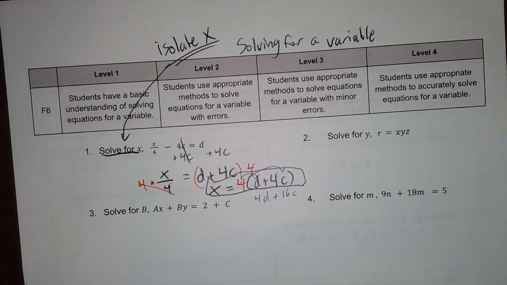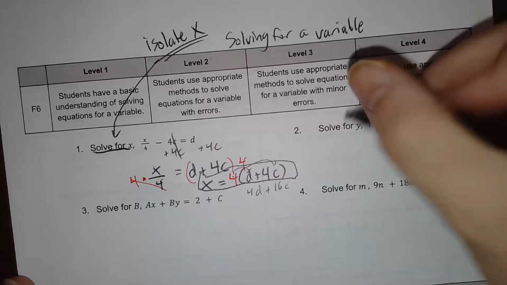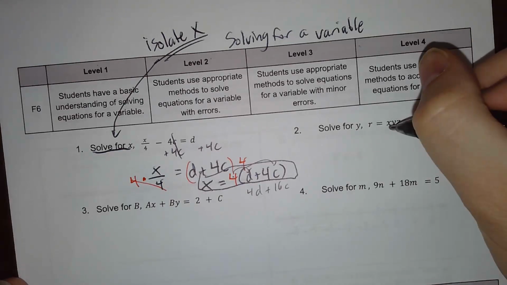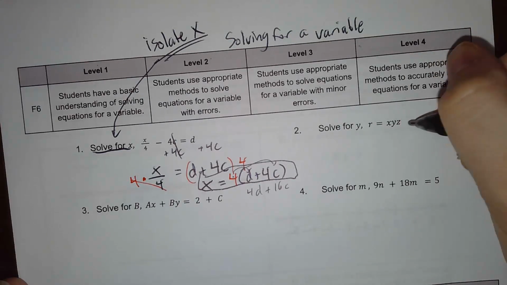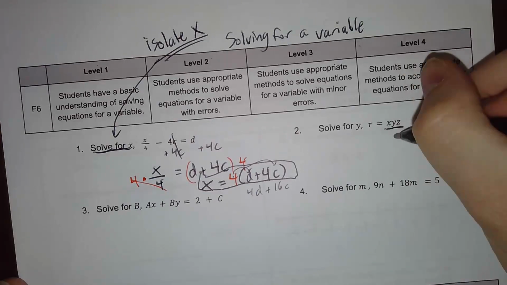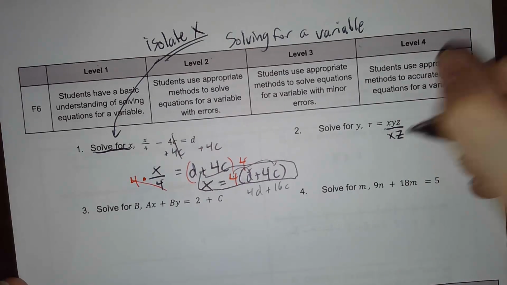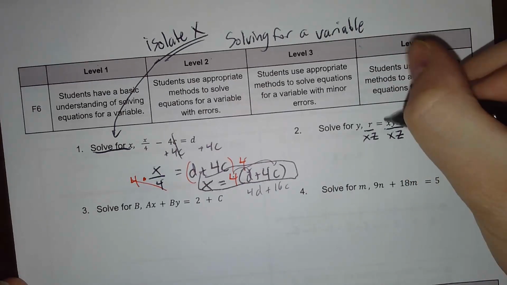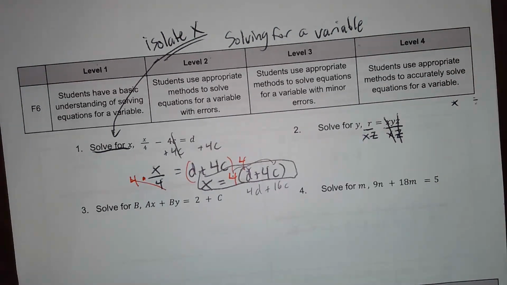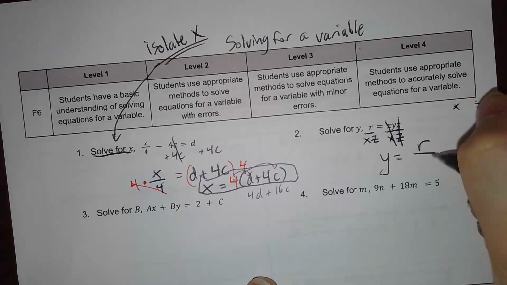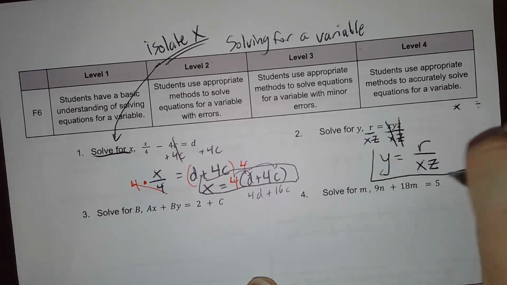problem number 1. Okay, next up is problem number 2, solve for y. That means I need to isolate y. To isolate y, I get r equals x times y times z. What is the opposite of multiplication? Division. So I'm going to divide by x, and I'm also going to divide by z. Dividing by x and z gets rid of those variables, leaving me with y equals r over x z. That is my answer.